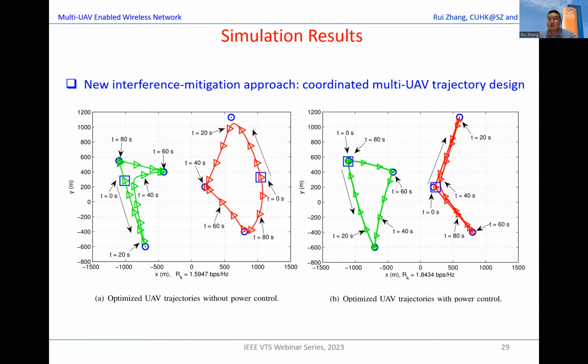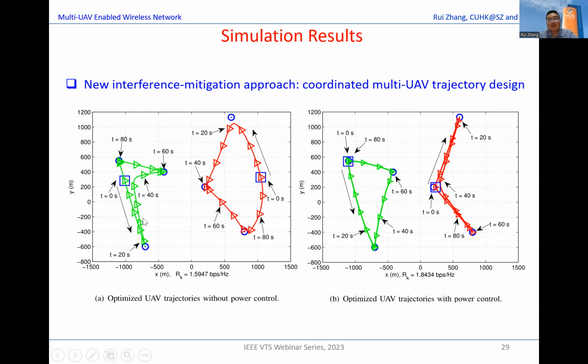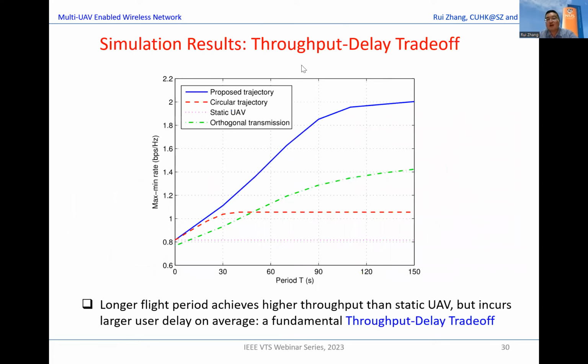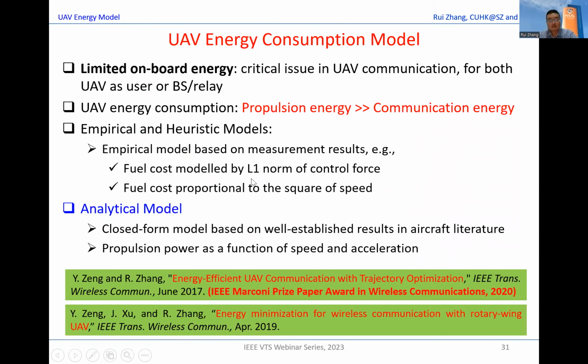But the problem is that the UAV has to spend some time to move around to visit each ground terminal. This consumes time and also causes delay. That means each ground terminal needs to wait longer for the UAV to come back in the next period to serve it. This will cause communication delay. So you can see that there's a fundamental trade-off between the throughput of the network and the delay of each user when you design the UAV trajectory. We call this the throughput-delay trade-off in UAV communication.